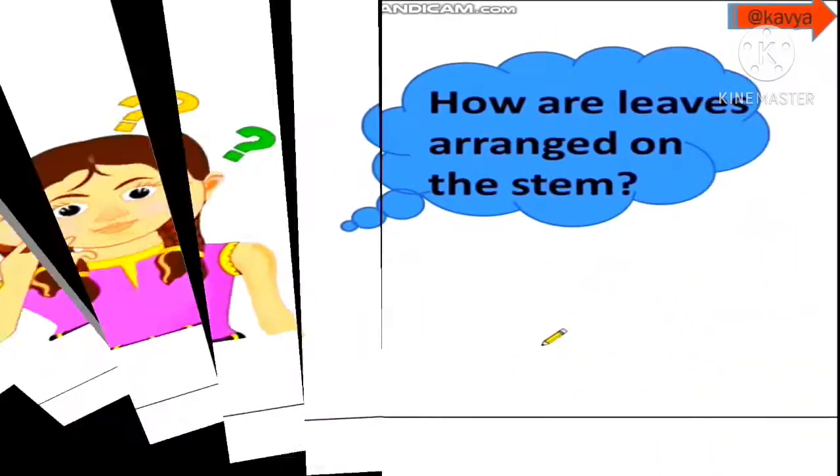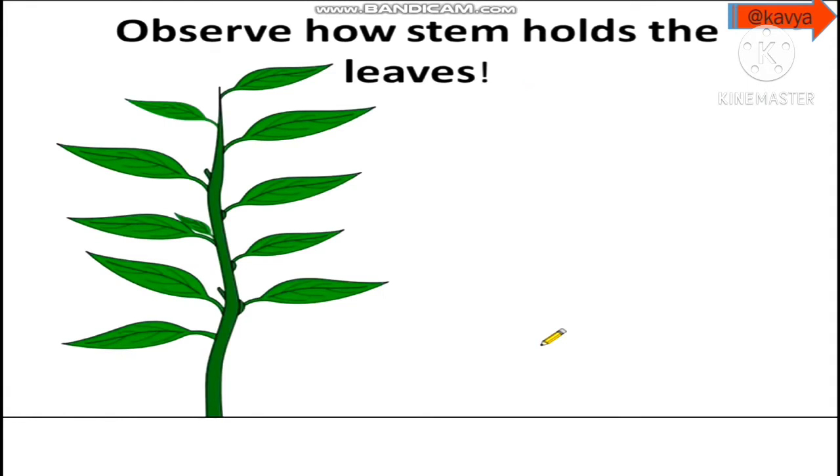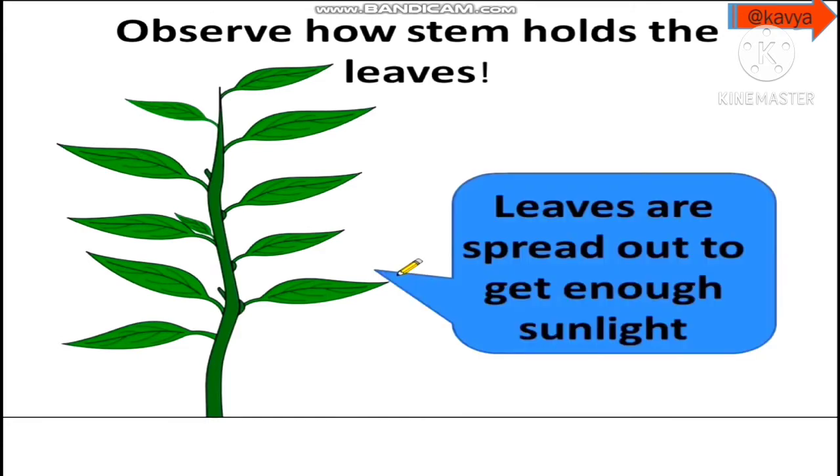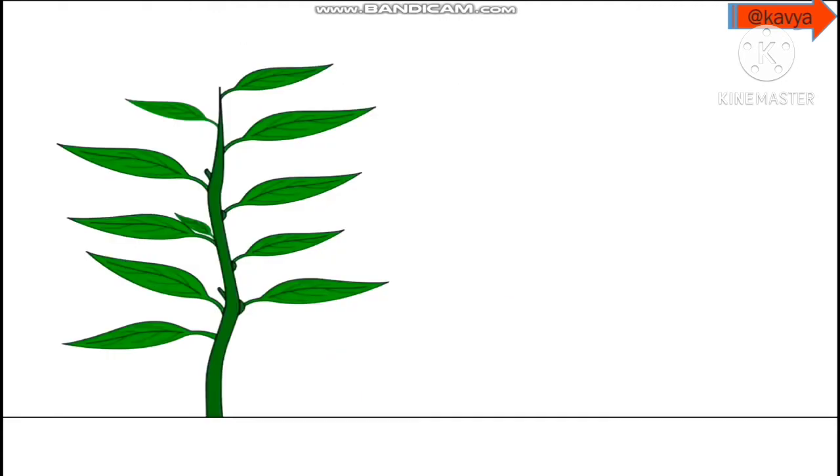Okay. Students, how are leaves arranged on the stem? Observe how the stem holds the leaves. If you see, the leaves are spread out to get enough sunlight. And we all know sunlight is required for the leaves to prepare food in the process of photosynthesis.